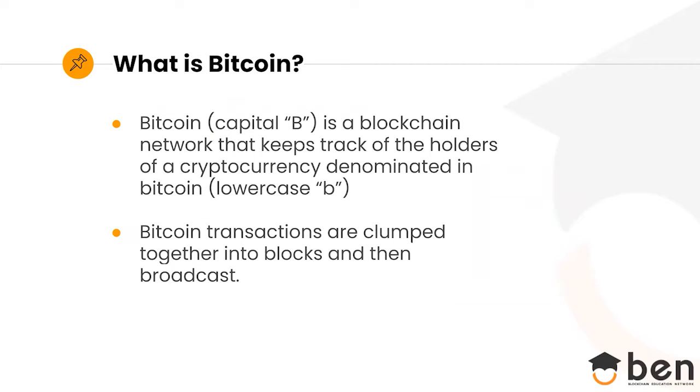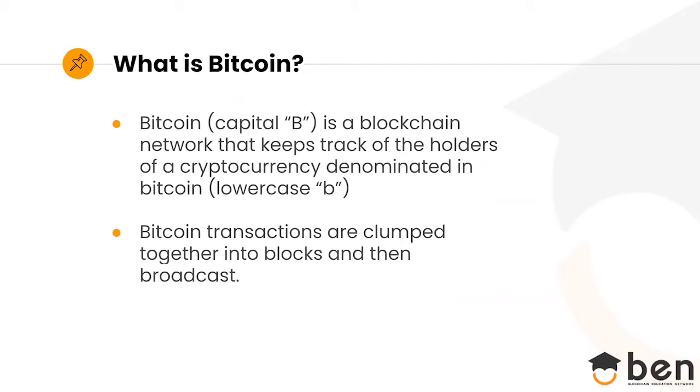So, what is Bitcoin? Bitcoin with a capital B is a blockchain network that keeps track of the holders of a cryptocurrency denominated in Bitcoin, which is a lowercase b. Therefore, when talking about the cryptocurrency, the Bitcoin with a lowercase b is the correct way to say it.